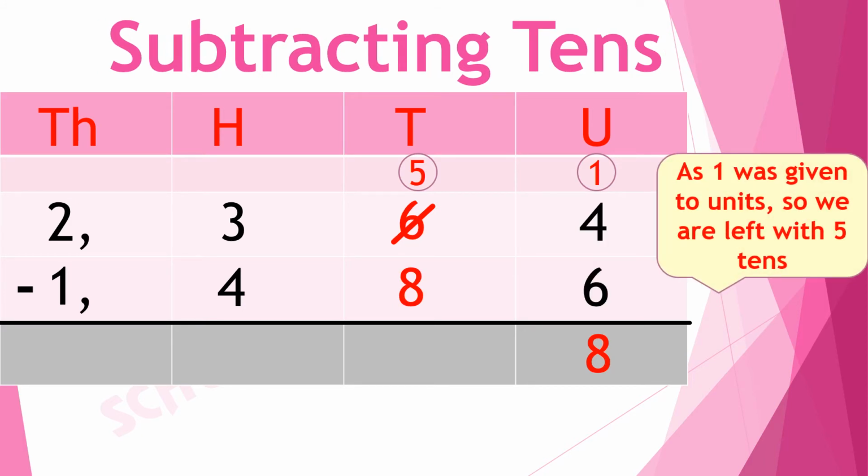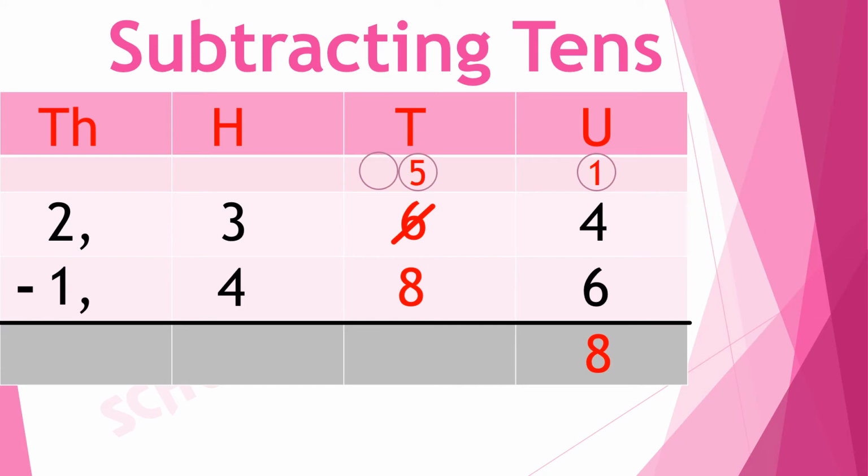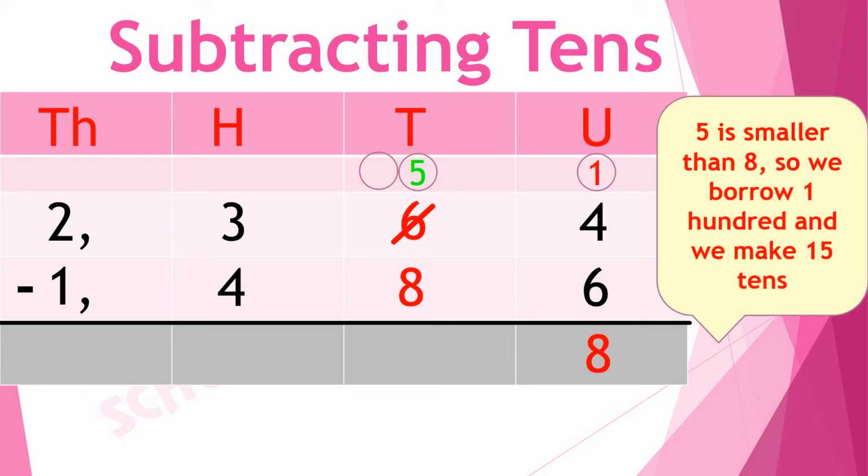As 1 was given to the units, so we are left with 5 tens. Now we will subtract 8 tens out of 5 tens. Can we subtract it? As 5 is smaller than 8, so we borrow 100 and make 15 tens. If we borrow 100, it means 10 tens. Here we are left with 200s. Now we can easily subtract 8 tens out of 15 tens.